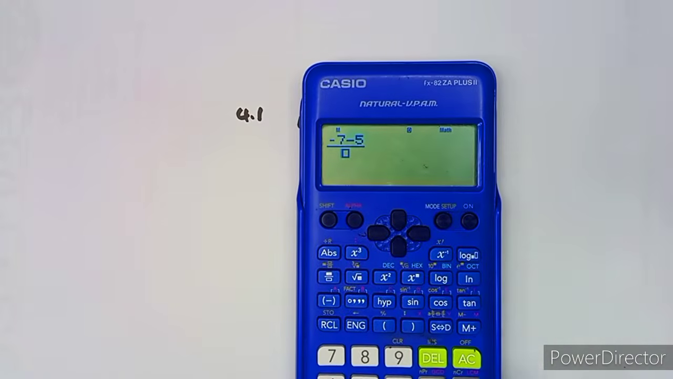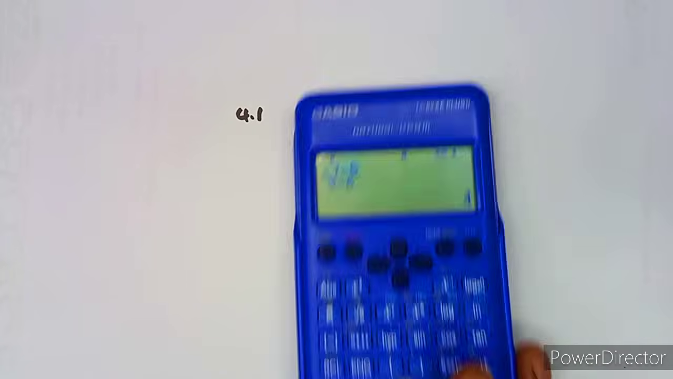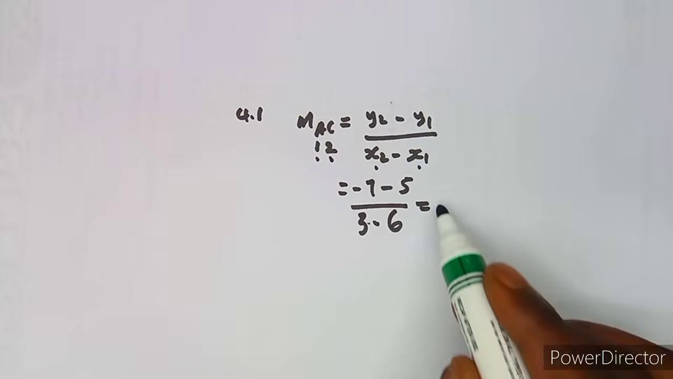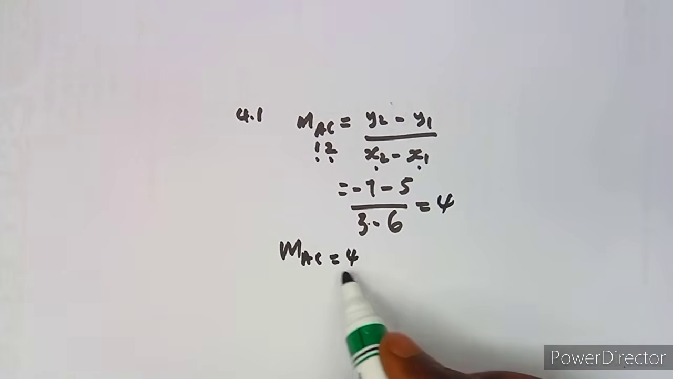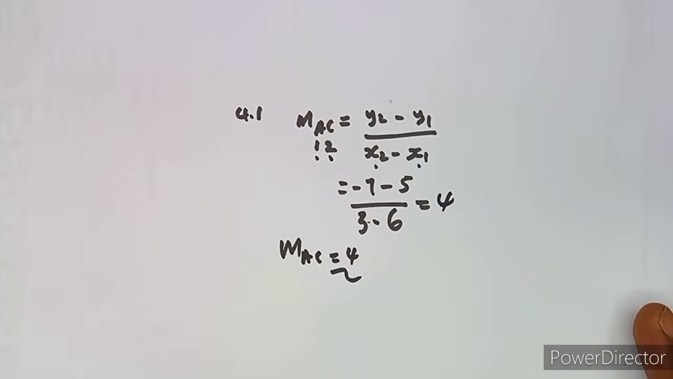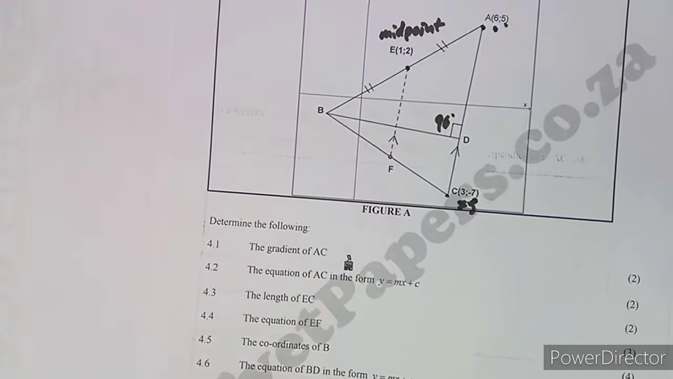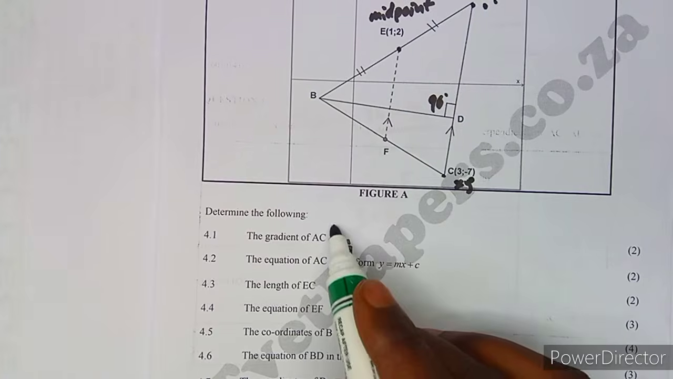We have 3 minus 6 there, which is going to give us something like 4. So the gradient of line AC in this case is equivalent to 4. So this is actually 4.